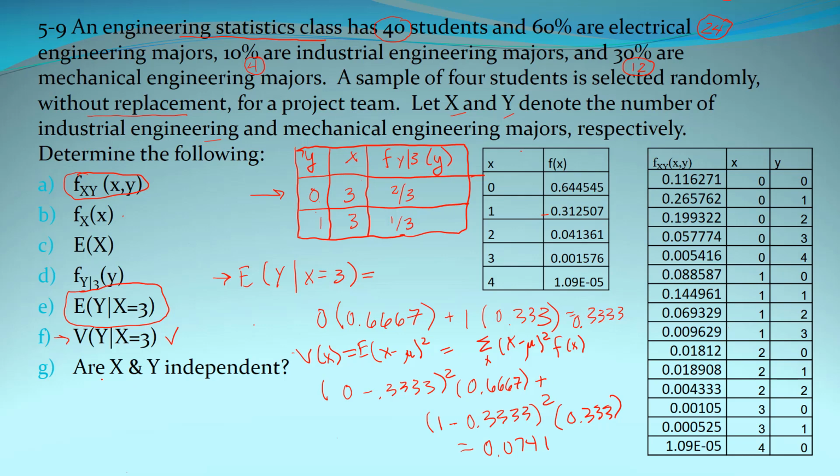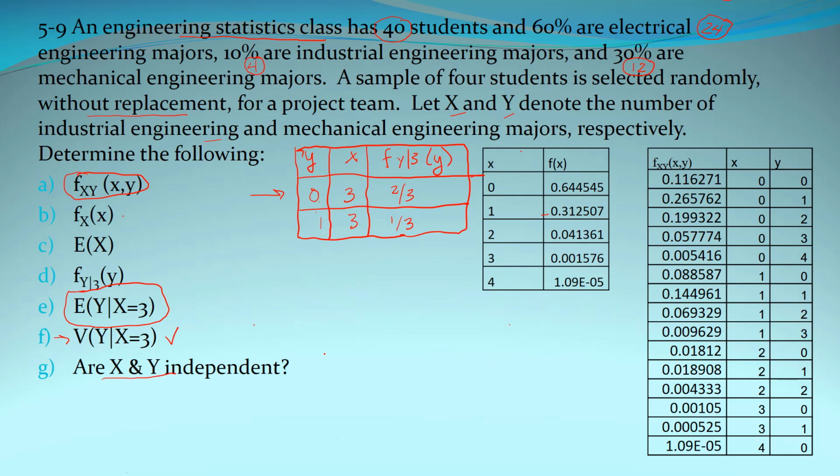Check. Are x and y independent? Well, we can figure this out. The probability of x is equal to 0. Well, we've already figured that out. That's right up here, right? So we've got 0.644545. What's the probability that y is 0? Well, we've got to go through, and essentially that's y is equal to 0. That's one probability. Here's another one.